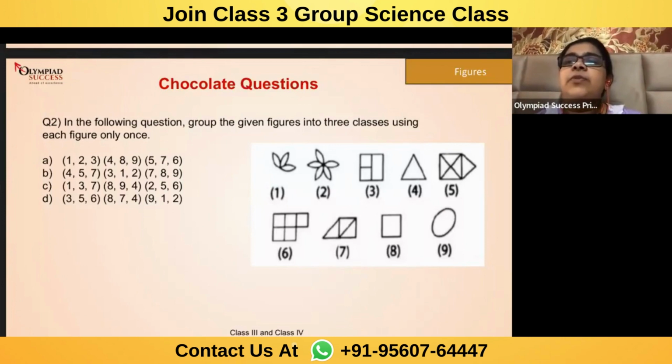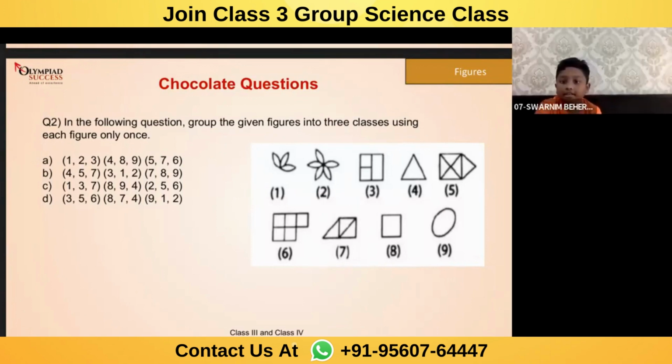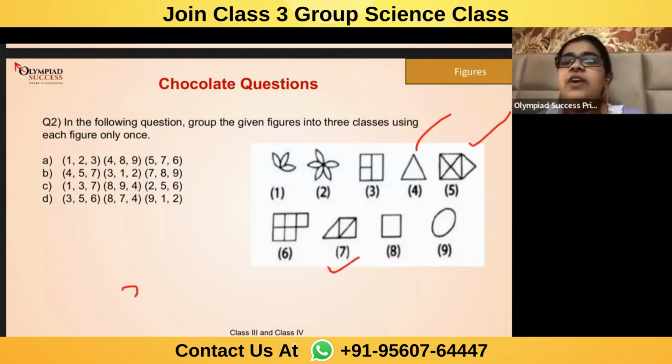Okay. So let me unmute Swarnim first. Wait, Meera. Just a second. Swarnim, where are you? 1 second, Ronak. Swarnim, look. Why is 4, 5, 7 equal? Ma'am, because in 4 there is a triangle, 5 there is also a triangle, and 7 there is also a triangle. Good. 3, 1, 2.